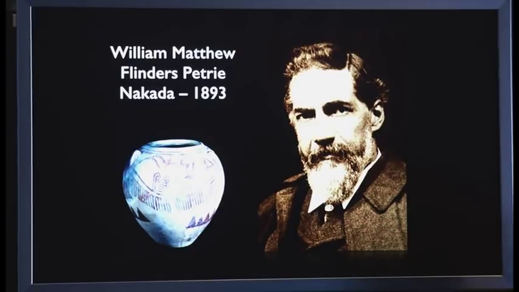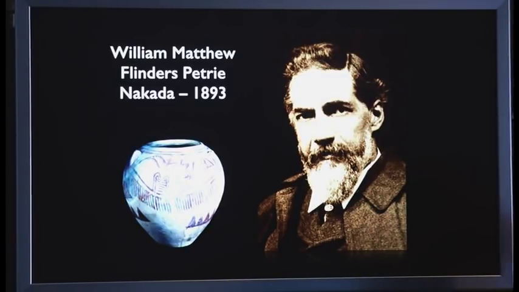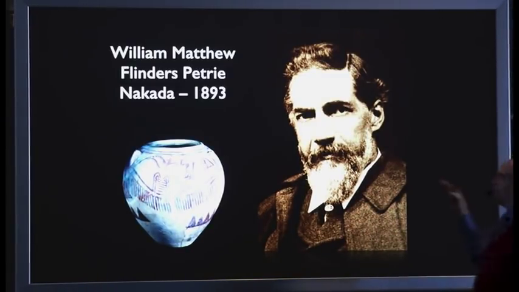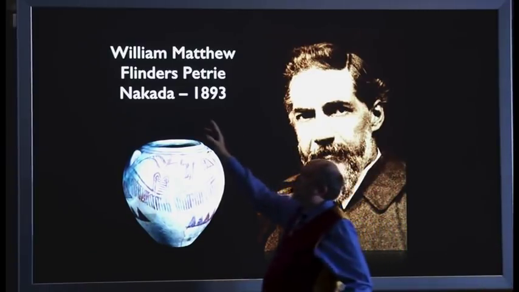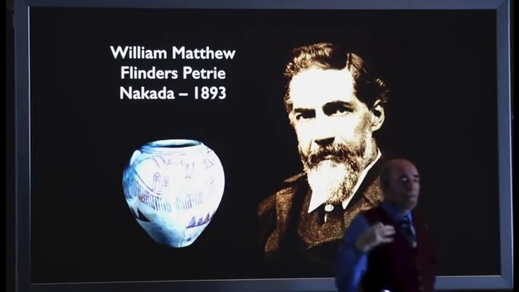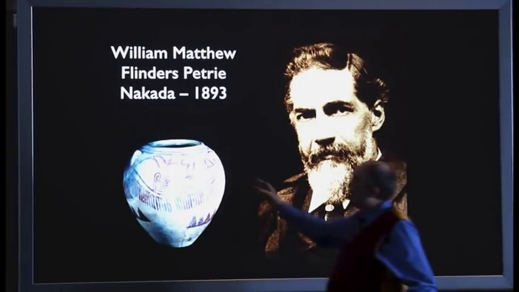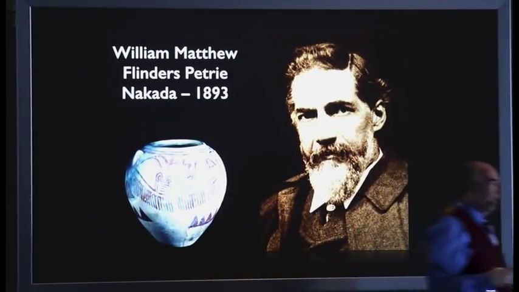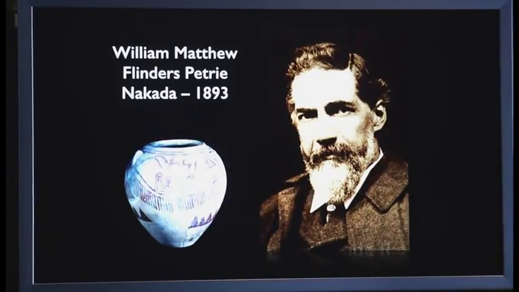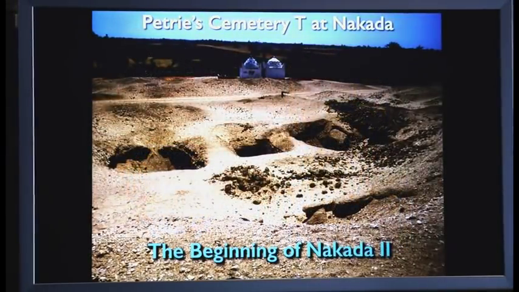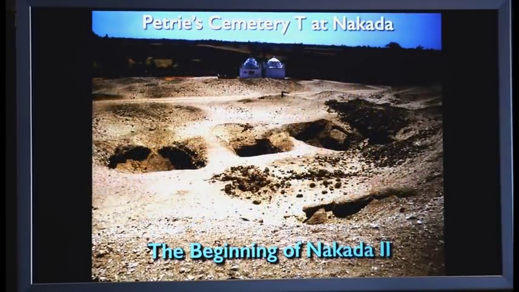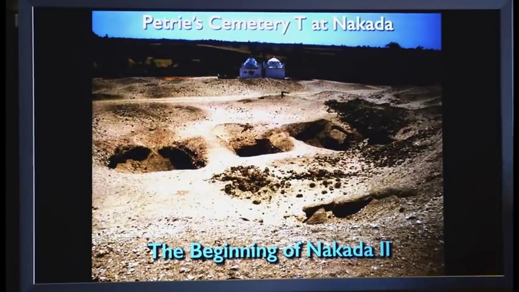We now come to William Matthew Flinders Petrie, who is the father of Egyptian archaeology, and he excavated the site of Nakada, which is the cemetery for the kingdom of Seth in the north, Nubt. And he was the guy who found this remarkable type of pottery and some other very important artifacts. This is Nakada here, Nakada 2 now. So this is the second phase of Nakada.